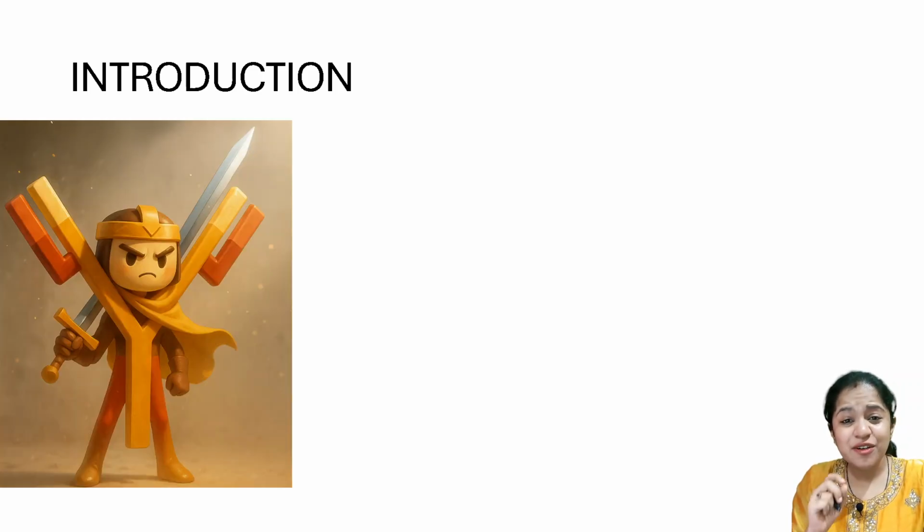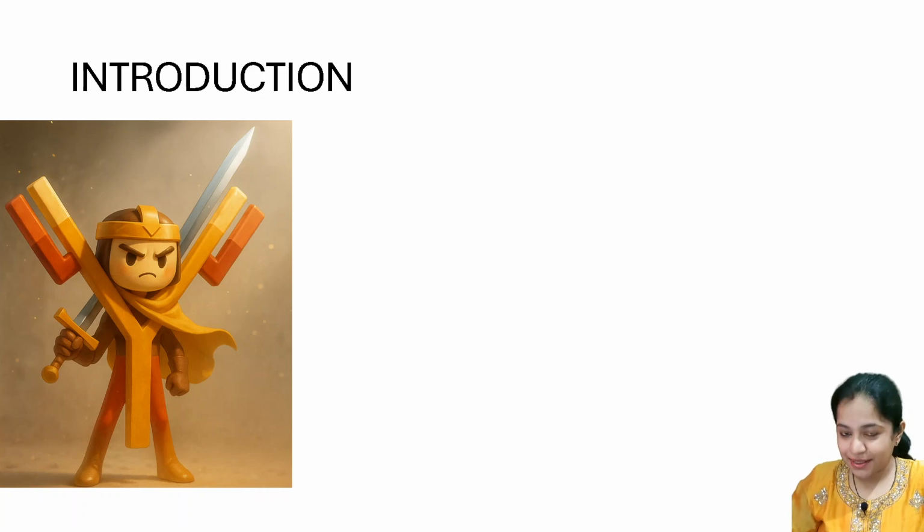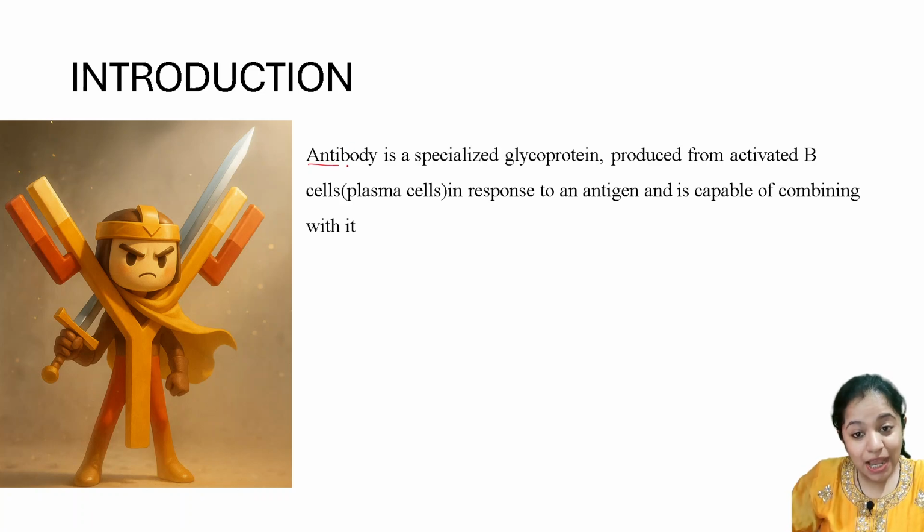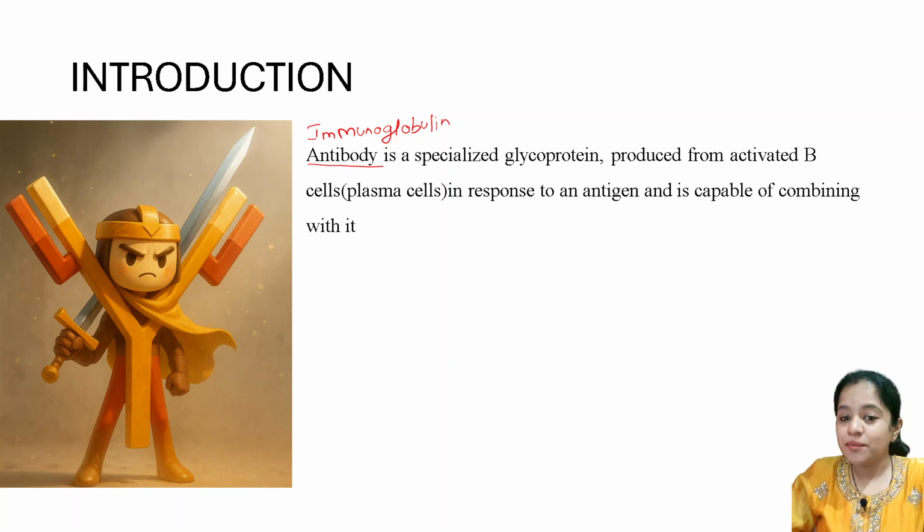Okay? It's like a Y-shaped sword. It's sharp and it's precise. Now let's see the definition of your antibody. Antibody is also known as immunoglobulin. So in case you see this term, don't get confused. Clear? Antibody or immunoglobulin is a specialized glycoprotein.